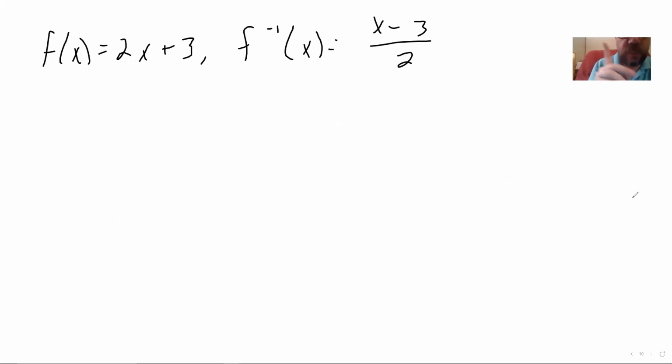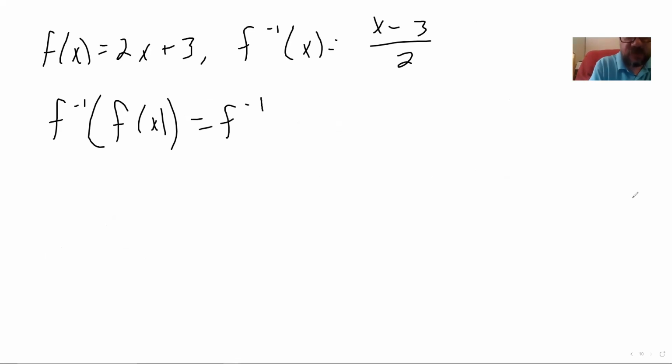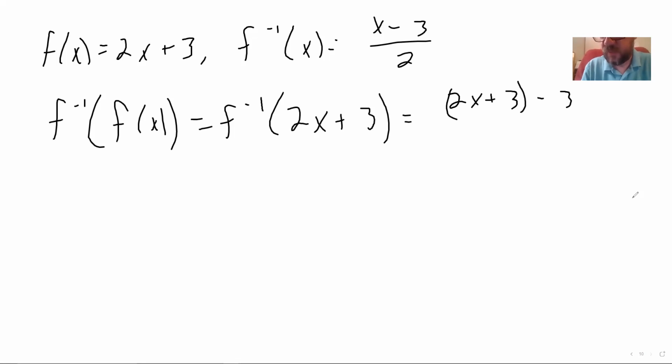So what I'm going to do is calculate f inverse of f of x. Right, I'm going to do some function composition. This is actually why we needed function composition first. So I'm going to take f and put it into f inverse. So this is the same thing as f inverse of 2x plus 3. Which is, I'm going to take 2x plus 3 and put it in for the x. So that's going to be 2x plus 3 minus 3 over 2.